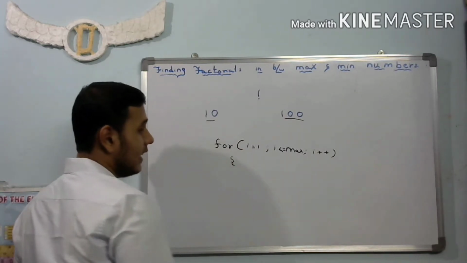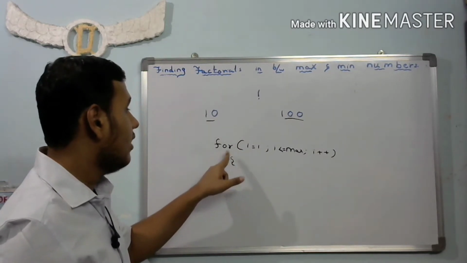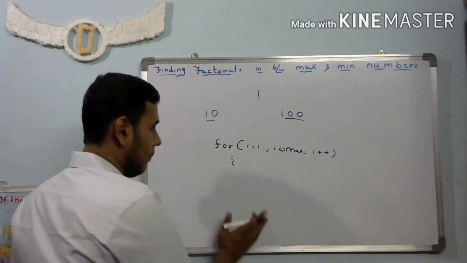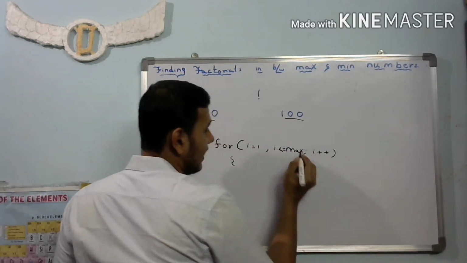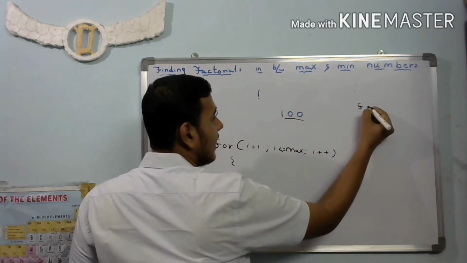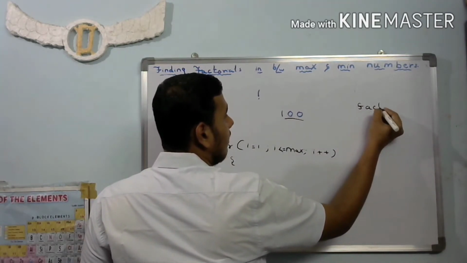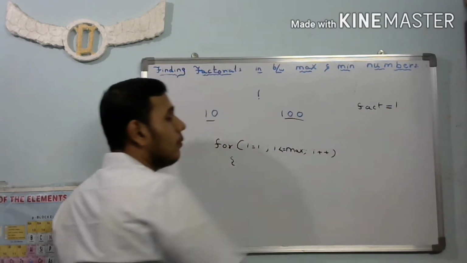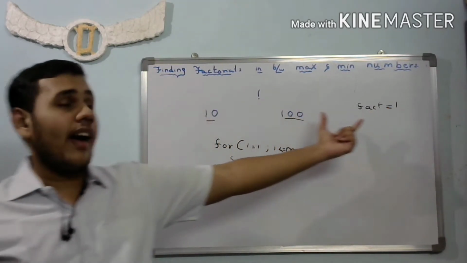So starting the for loop, I am writing for i = 1, and we have already explained why I have taken 1 here. I also take the max. So I am assigning the fact value as 1. Before that, I am introducing the fact value as 1 too.